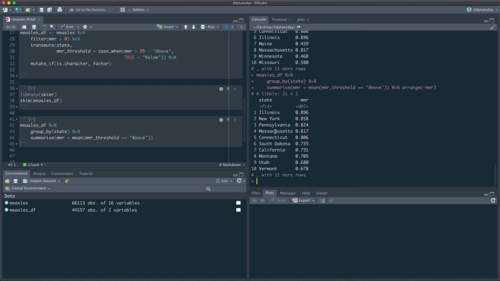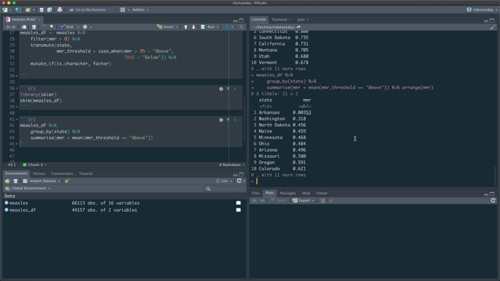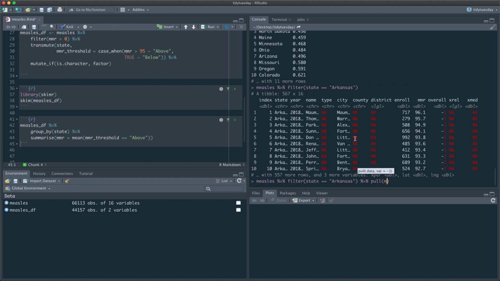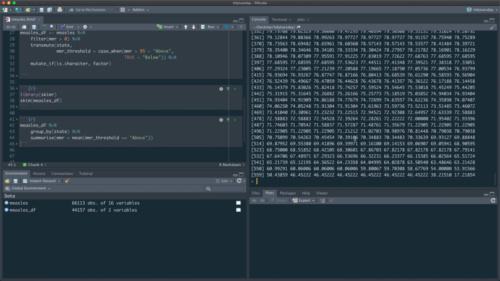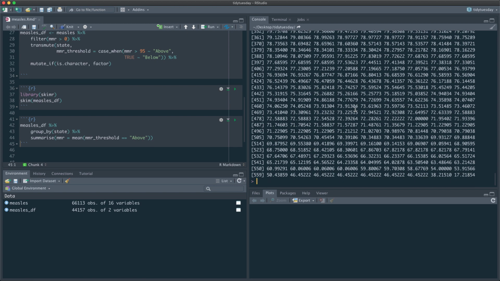So Illinois, New York, Pennsylvania are at the top. They have the highest rates. Let's see what's at the bottom. Arkansas is really low, extremely low. Washington State, North Dakota. Is that right, or are we missing data or something weird? Let's look at Arkansas real fast. Let's pull MMR. Okay, yeah, there's just a ton of examples in the 70s and 80s. A lot of the schools are below the threshold. So it looks like that's real.